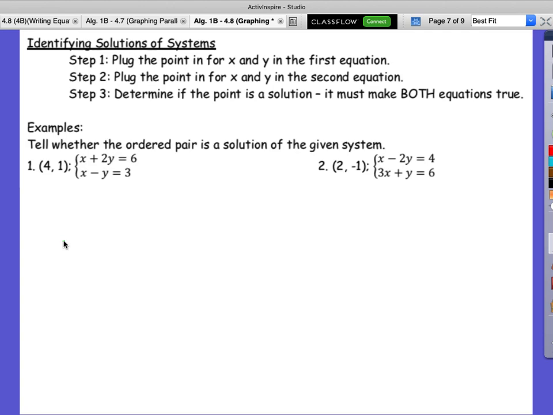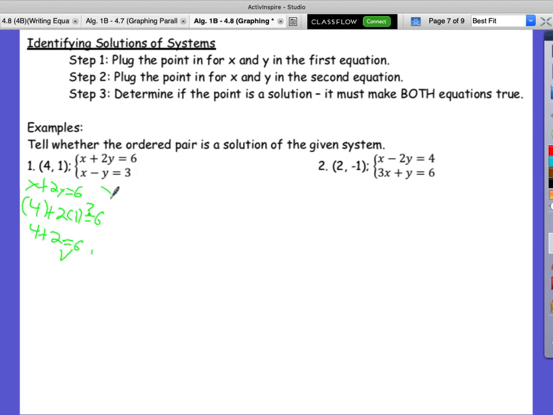So we take this and we plug it in. Somebody help me plug it into the first equation, x plus 2y is equal to 6. So 4 plus 2 times 1 equals 6. Very good, Brady. Now we do that math. Tony, what do we do first? 2 times 1 is 2. Does 4 plus 2 equal 6? Yep, checks out.